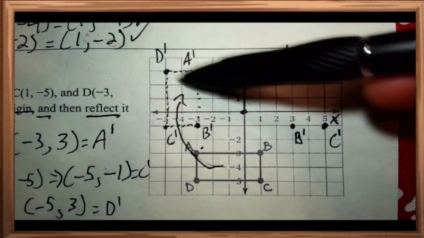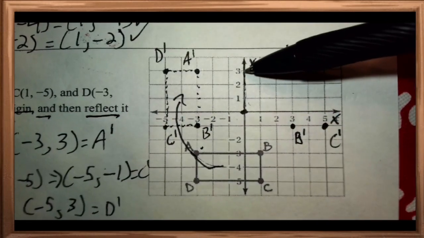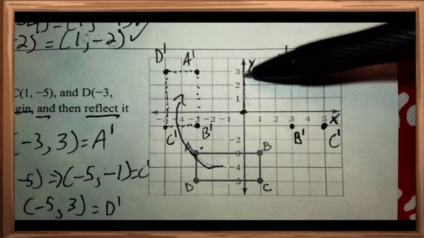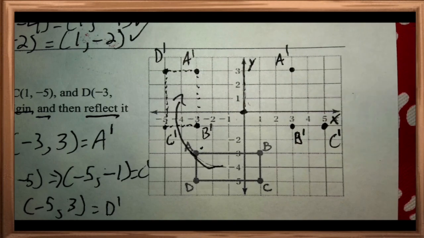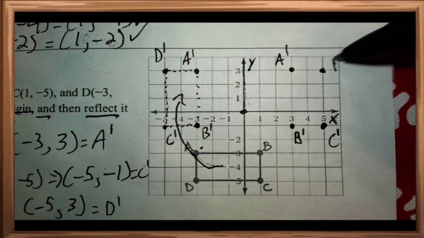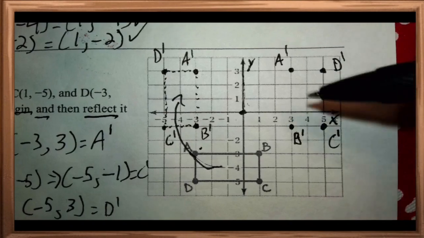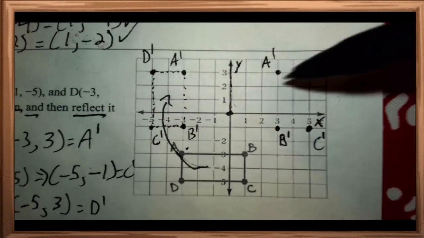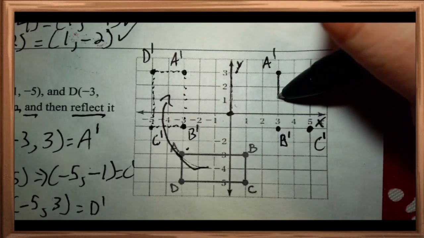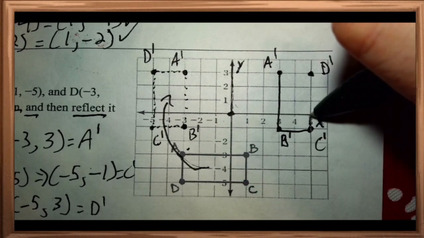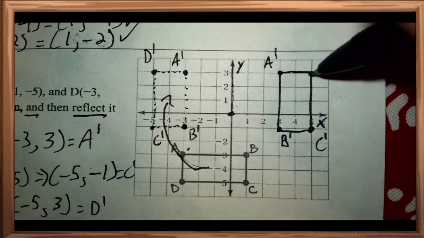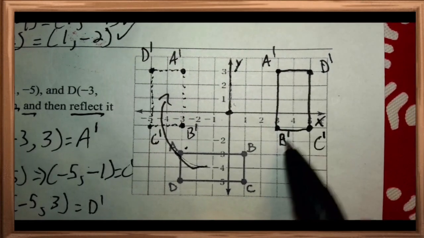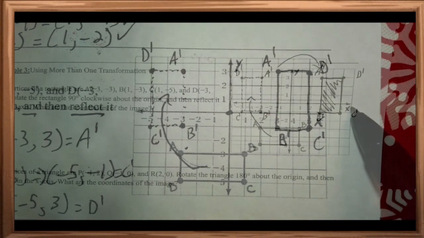And last, let's look at D prime. How far away is D prime? 1, 2, 3, 4, 5. D prime is just the distance away from the y-axis. So our final picture here is right here: A prime, B prime, C prime, D prime.